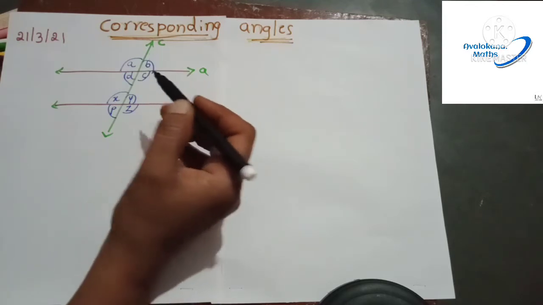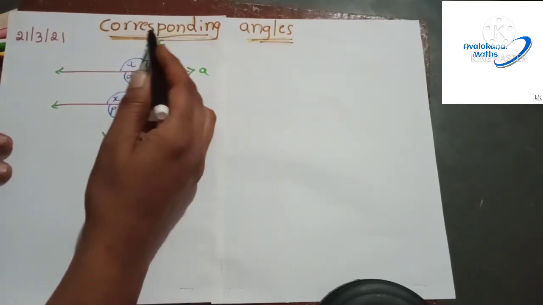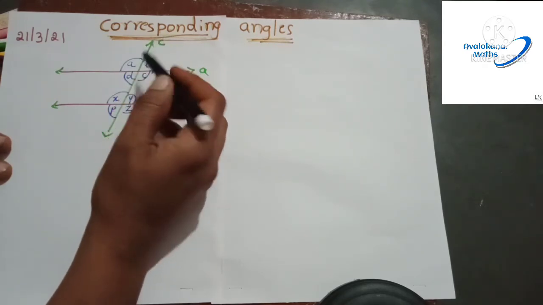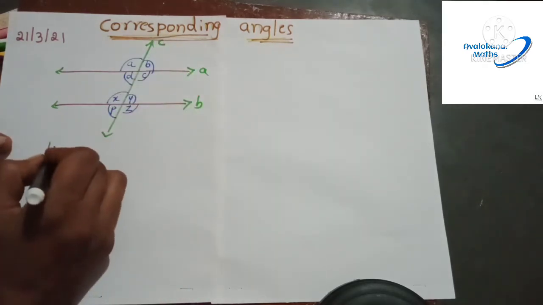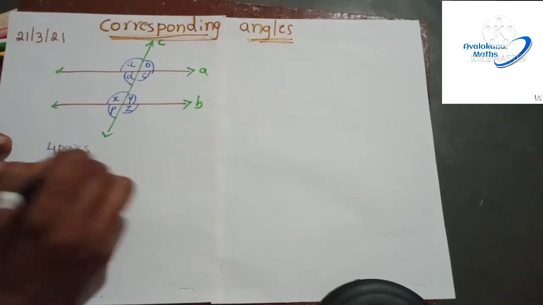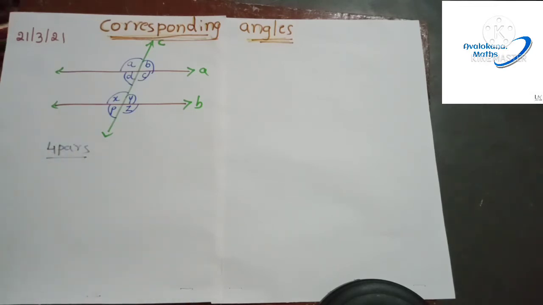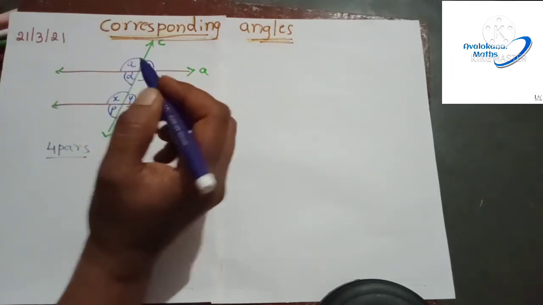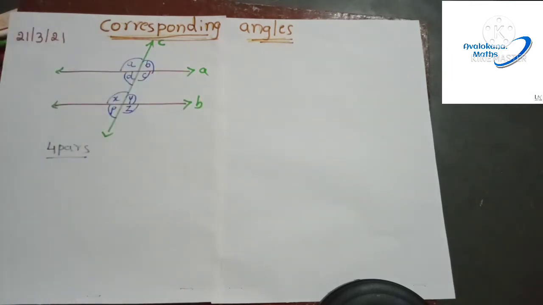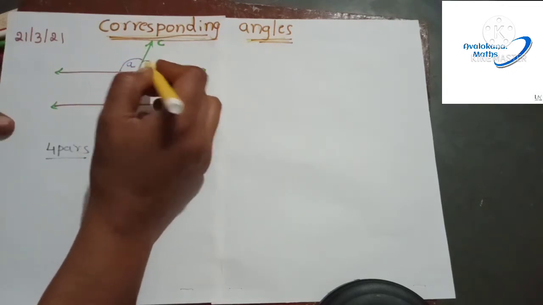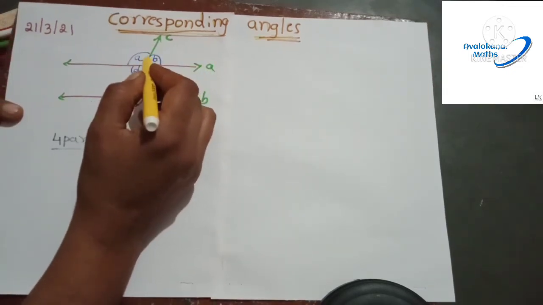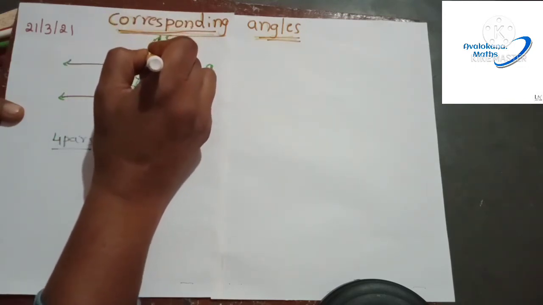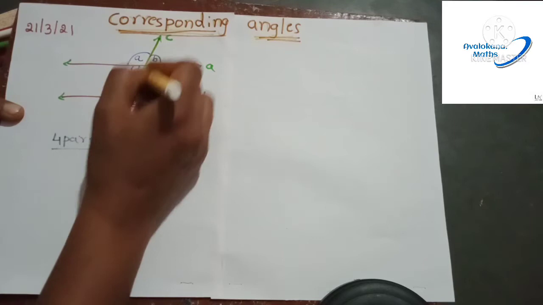Corresponding angles, as the name says, correspond to each other. Here we are going to get 4 pairs of corresponding angles, and they are very easy to identify. So just follow what I am explaining. I will write the first pair. As I said before, corresponding angles are always on the same side of the transversal, the line which is dividing here.